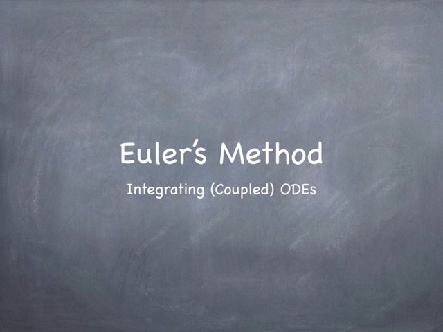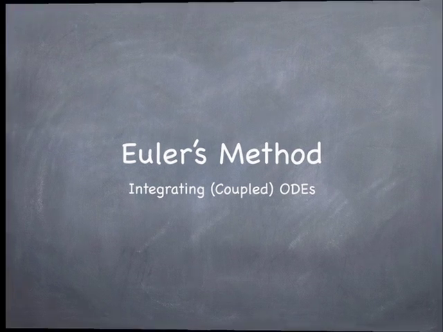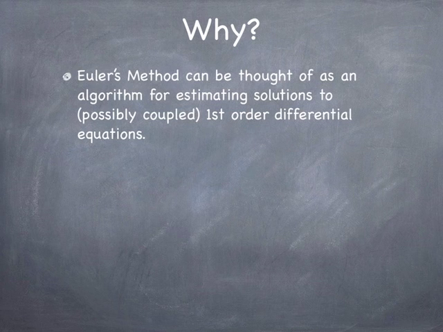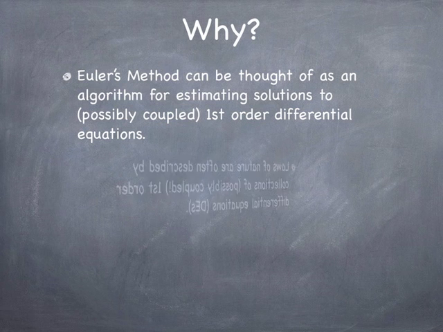All right, it's time for Euler's method, or integrating coupled differential equations. So why do we want to do it? Well, Euler's method is a technique that we're going to use to estimate solutions to first-order differential equations. Now, you say, well, what about second order? Well, it turns out second-order equations can often be recast as coupled first-order equations. So if we can figure out a general plan for finding solutions to first-order equations, then we can just use a coupled variation of that to find solutions of higher-order equations. So that's the bottom line.